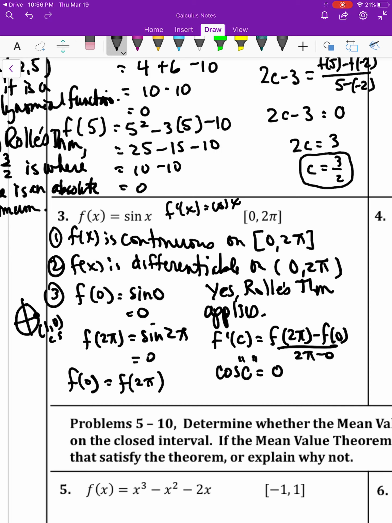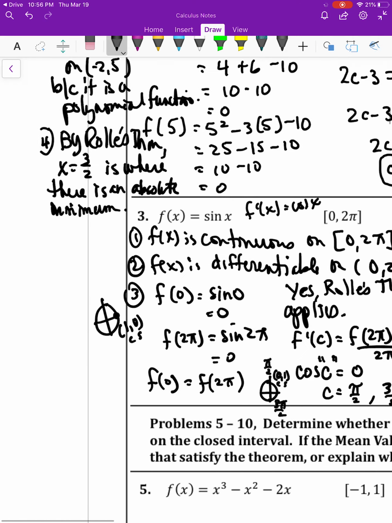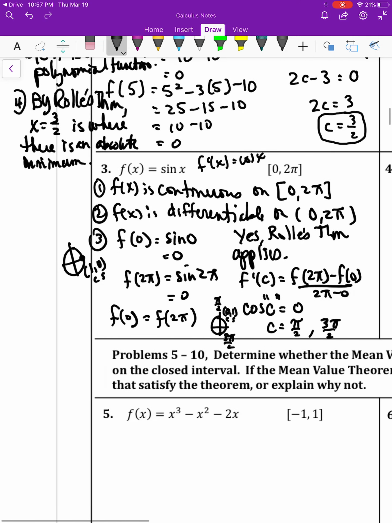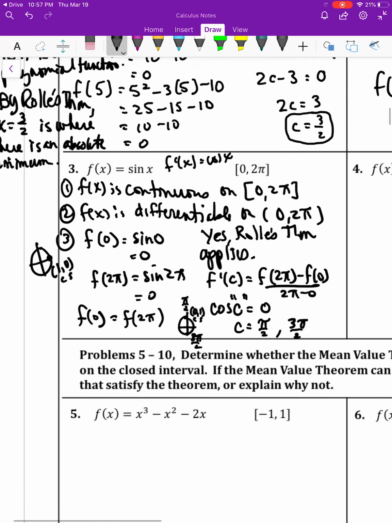So we're looking for the angle at which, when I take the cosine of that angle, I'm going to get 0. And we know that the cosine is 0 at pi over 2 and at 3 pi over 2. So our c is going to be at pi over 2, and 3 pi over 2 is where you're going to have 0.